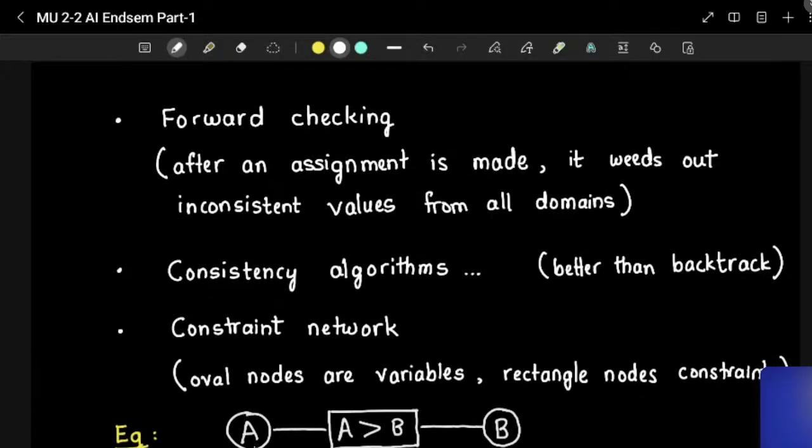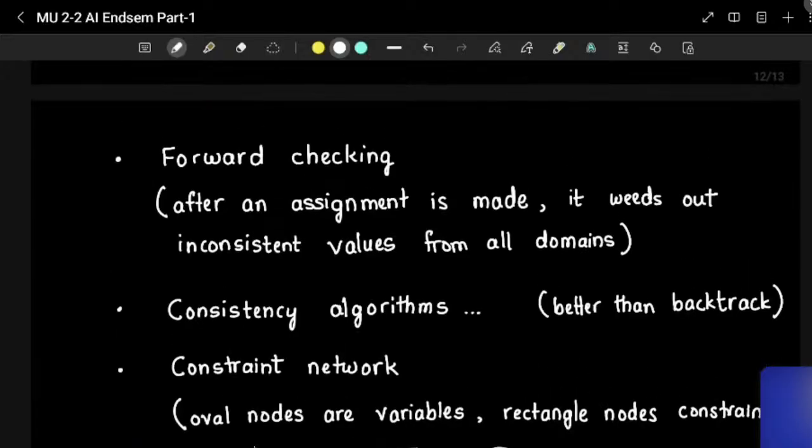Forward checking is basically whenever you make an assignment, you will go through all the domains of the remaining variables and check if any value is inconsistent. Inconsistent in the sense it doesn't satisfy the constraint.